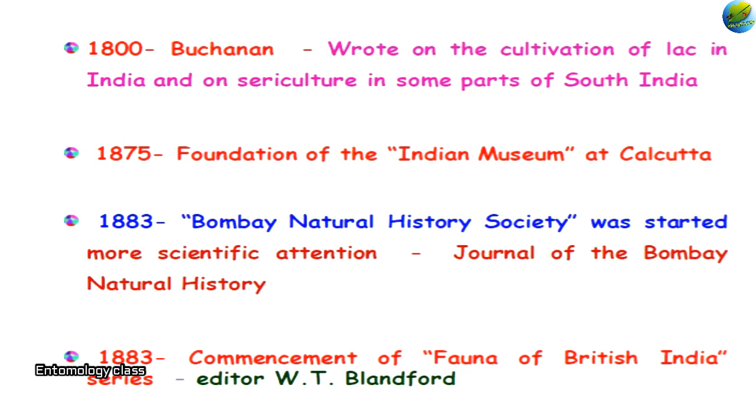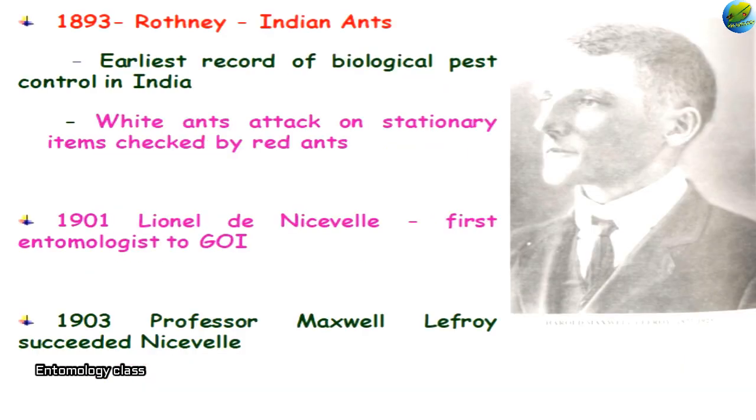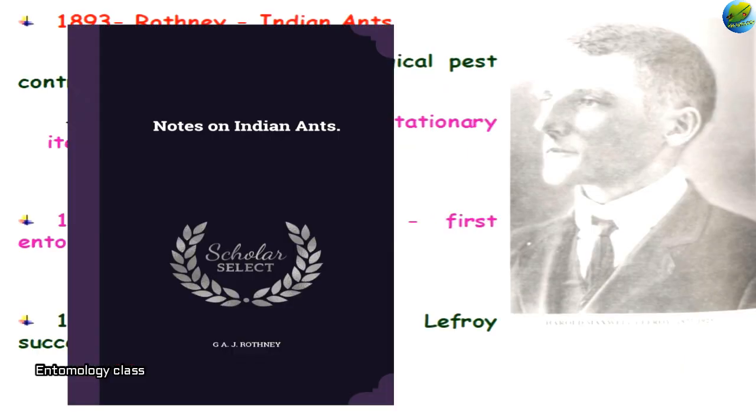Then followed by that, in 1883, the Bombay Natural History Society was started. Then after that, the more scientific history of entomology began. Then in 1883, the government came up with the Fauna of British India series, which was edited by Blandford. Then by 1893, Rodney came up with the Indian ants, which is the earliest record of biological control in India.